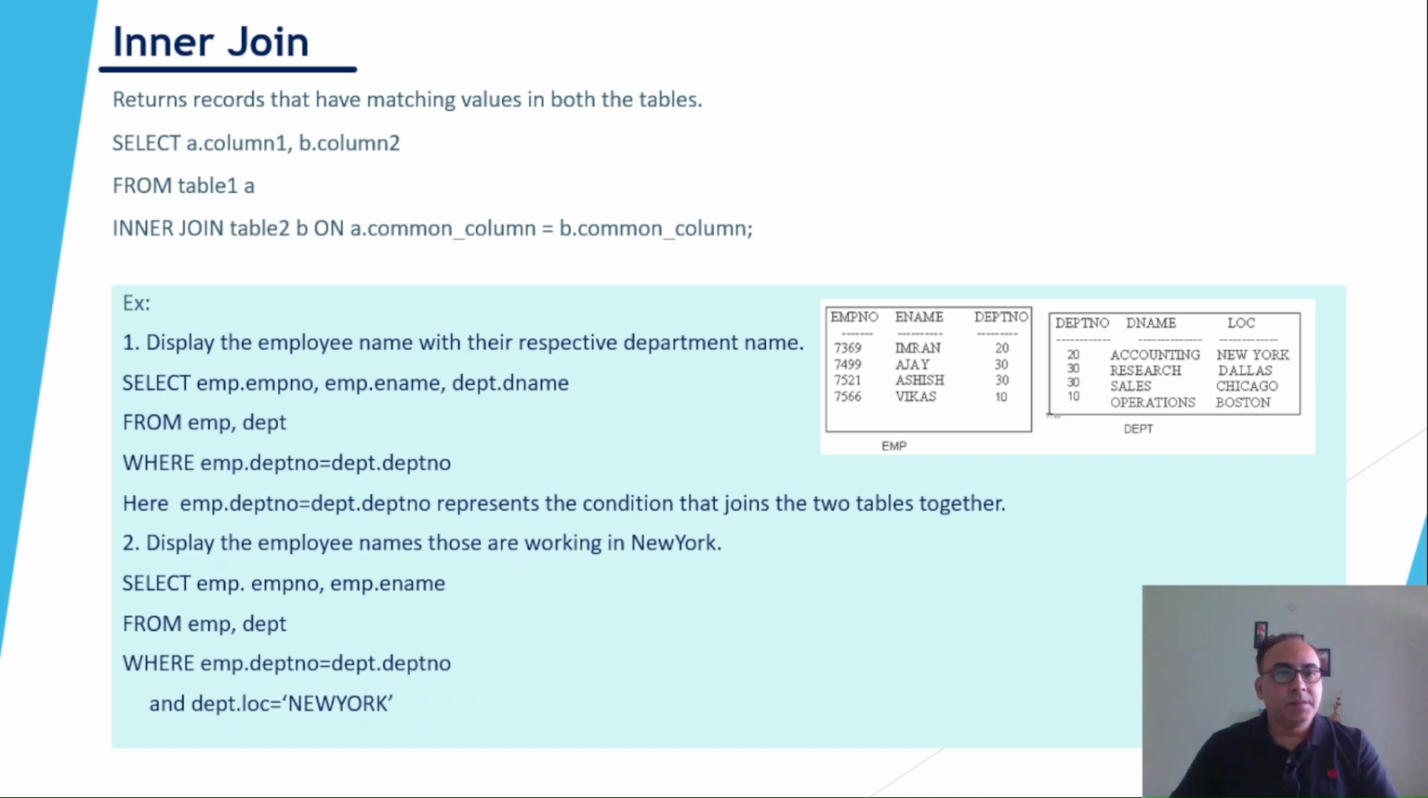Now let's look at the second example: display the employee names who are working in New York. Again, the employee name exists in the employee table, but the department name and the location of the department exist in the department table. So to achieve the business requirement, we have to join these two tables. The query for the same is select EMP.EMPNO, EMP.ename from EMP, DEPT where EMP.DEPTNO is equal to DEPT.DEPTNO and DEPT.LOC is equal to New York. This is how we can join two tables, which retrieves common values from both tables, and that is known as an inner join.